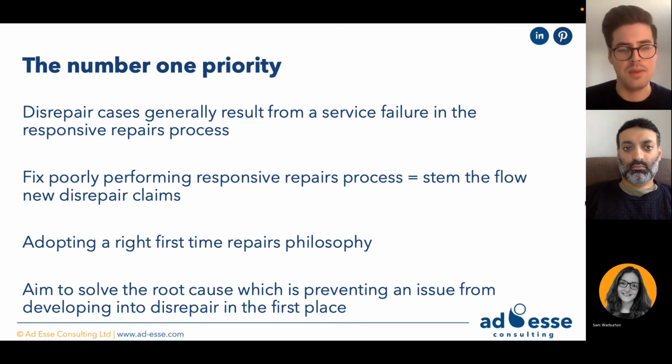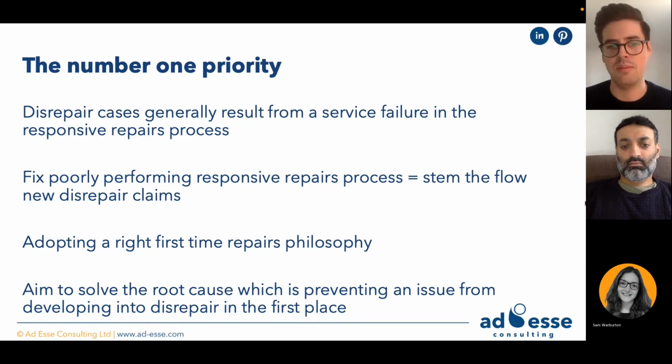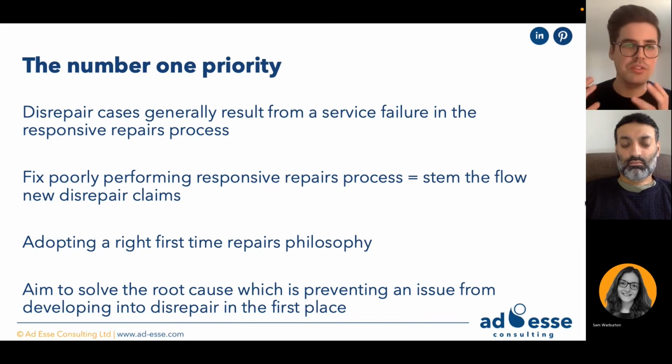That's going to help people get to a place where the process is performing in the proper way. So that is the root cause of the problem. If we sort out the root cause of the problem, you'll prevent an issue from developing into disrepair in the first place. So that's more the longer term aim. However, you'll still have disrepair cases coming through. So it's still going to be important to make sure that you have an effective disrepairs process in place.